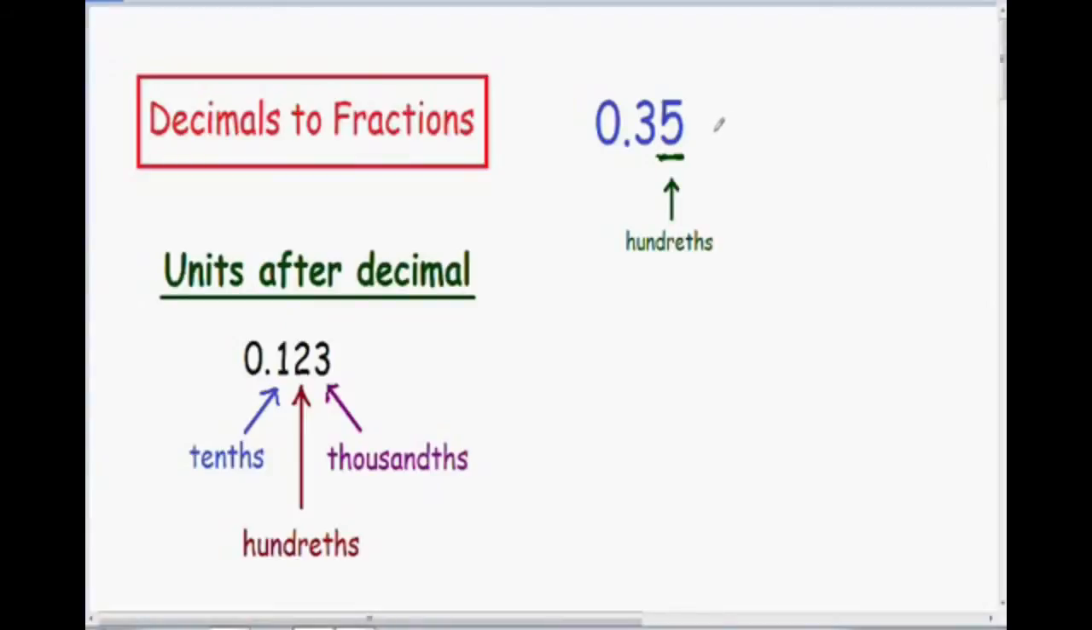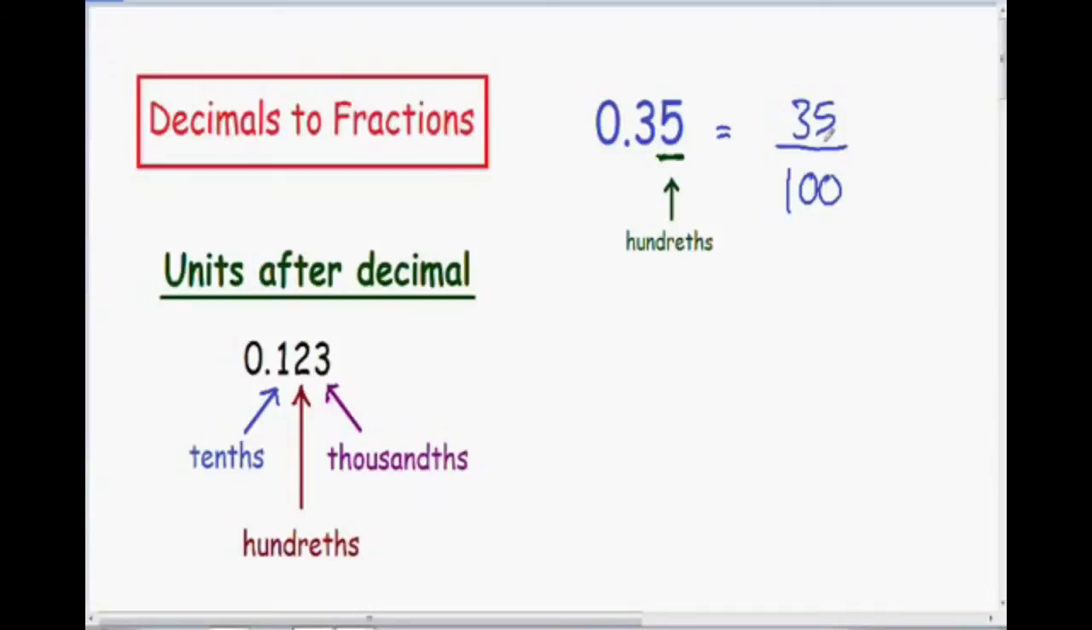And since our last unit is our hundredths unit, we can make our fraction out of 100. And how many hundredths do I have? We have 35 hundredths. So in my numerator, I'm going to put 35.